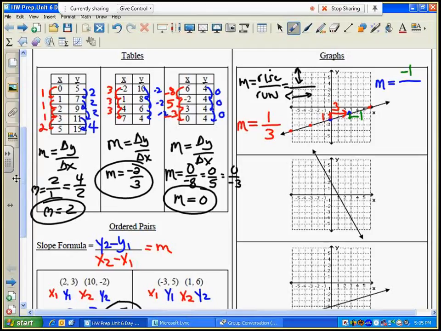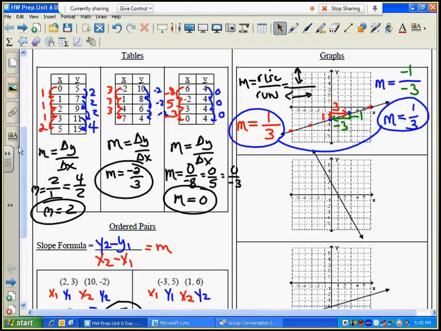Well, that's -3. So you end up with a slope of -1 over -3. Well, remember, a negative divided by a negative is a positive. So you should end up with 1/3, just like we did in the other direction. Also notice that that line is going up the mountain, so we should expect to get a positive slope.